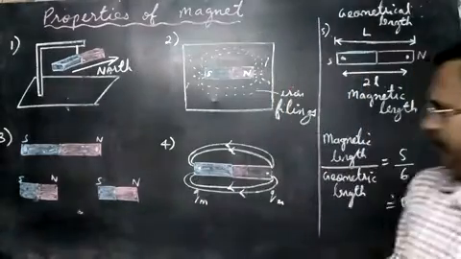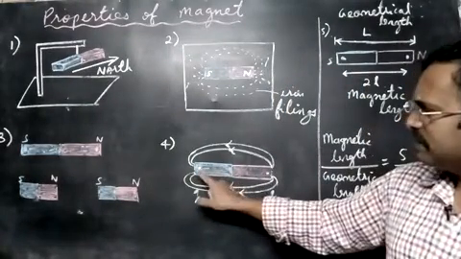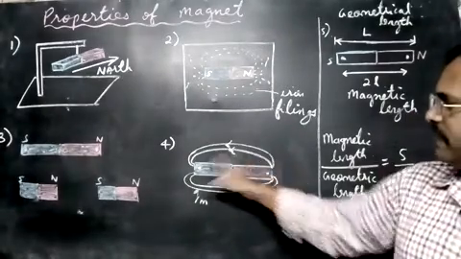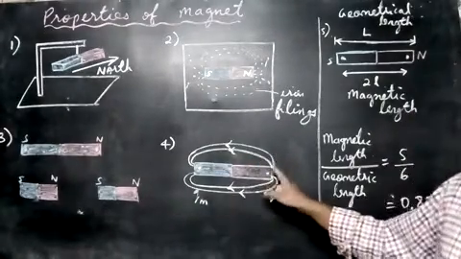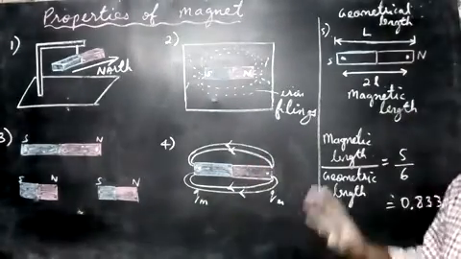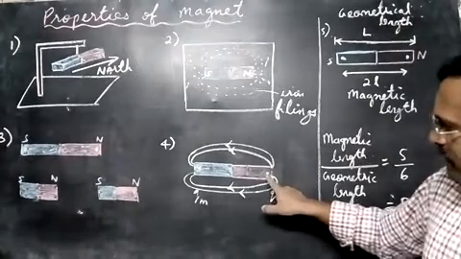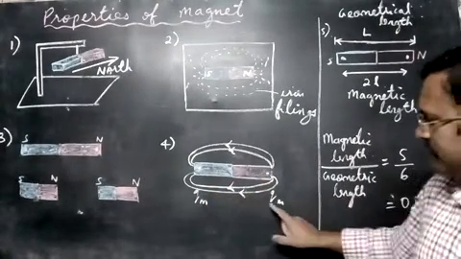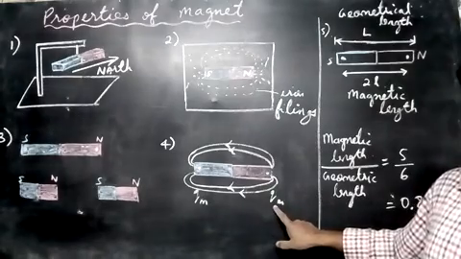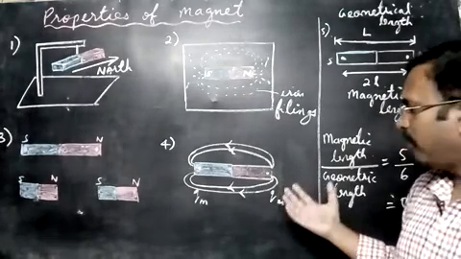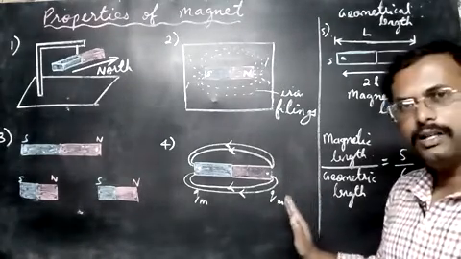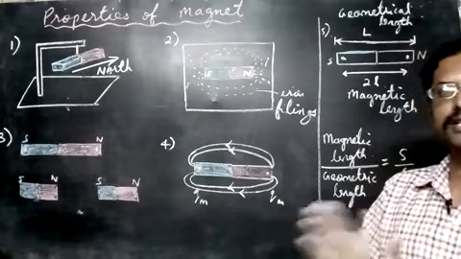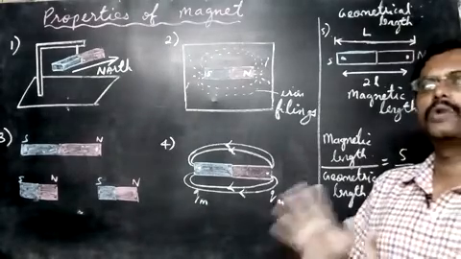Fourth point: this is the south pole and this is the north pole. Each magnetic field line starts from the north pole and goes to the south pole. We'll come to it a little later. But in this point, this is the north pole and this is the south pole. The north pole has a pole strength Qm, and the pole strength of the north pole is equal to the pole strength of the south pole. That means the two poles have equal strengths.